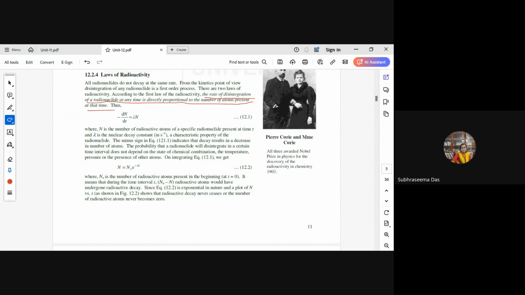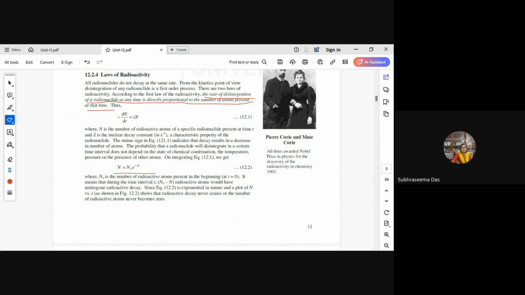On integrating this equation 12.1 and putting the limiting values, we find N is equal to N0 into e to the power minus lambda t, where N0 represents the number of radioactive atoms that were present at time t equal to 0.